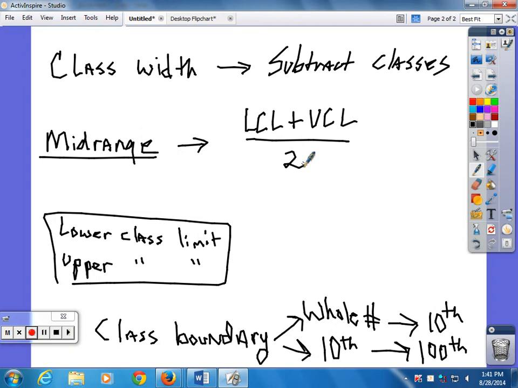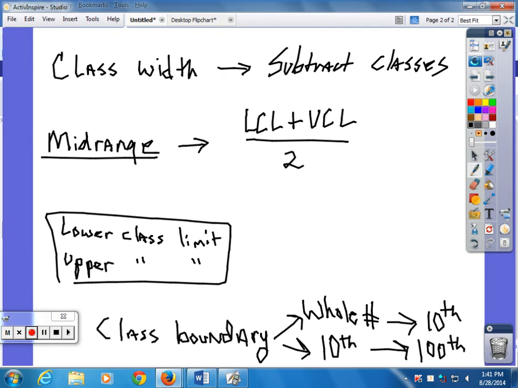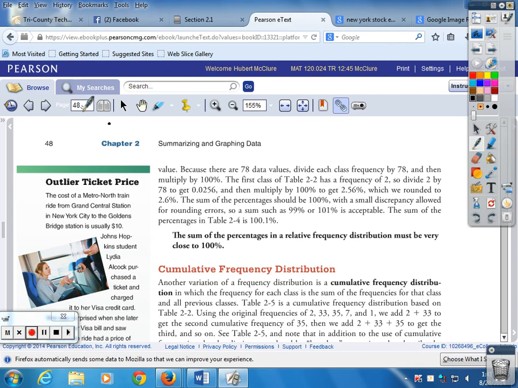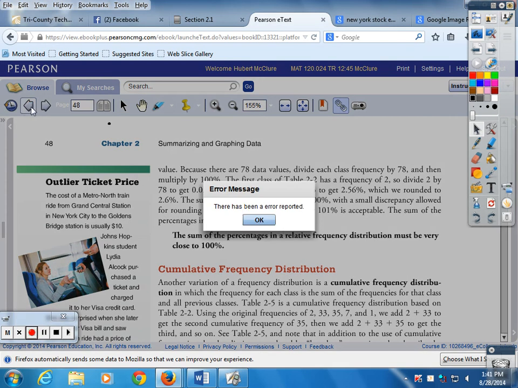Now, what I'm going to do is I'm going to pull up page 45. Is it 45 where that there has been an error reported? Okay, well, fine.